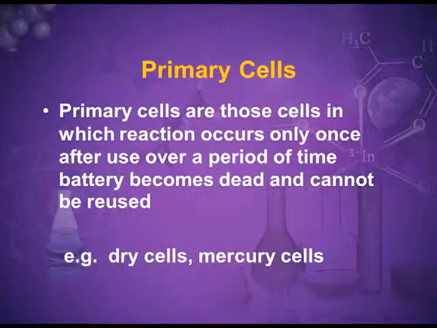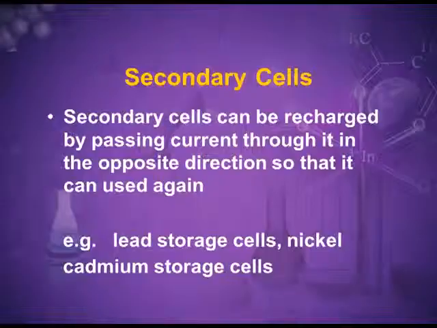Primary cells or the primary batteries are those batteries which once used up are wasted and we have to throw them away. They cannot be recharged. But the secondary batteries are rechargeable. Just by applying the external electric current, they can be recharged and we can use them again and again.